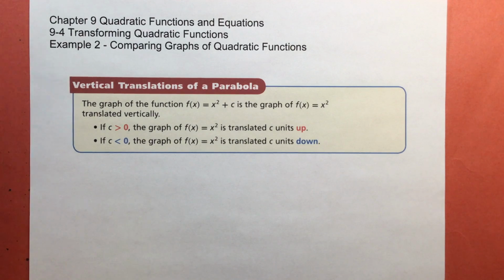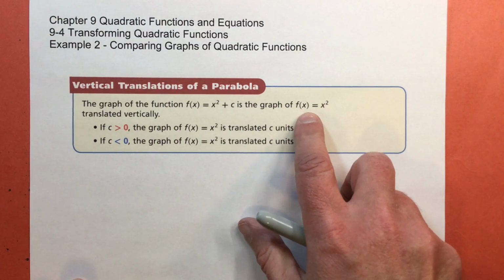In this section, we're going to introduce vertical translations. What does that mean? And we're going to describe transformations of the parent function. So we're going to compare the new function with y equals x squared, or f of x equals x squared right here.